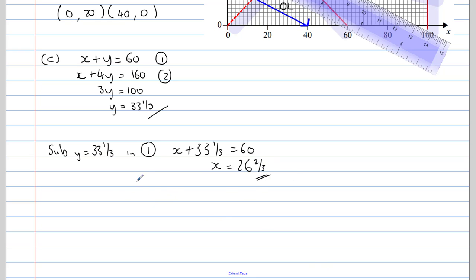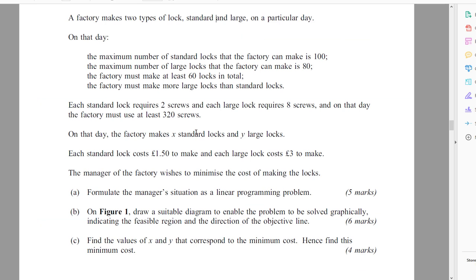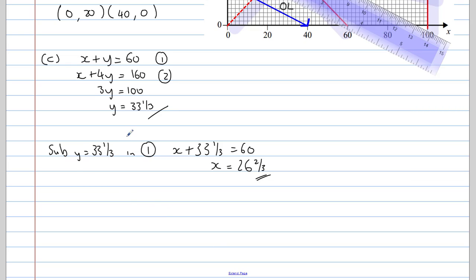But remember in the question, x and y represent real things. X represents the number of standard locks, y represents the number of large locks. So it makes no sense having a fractional answer for any of these. So what we need to do is find what would be the best whole number to minimize costs.